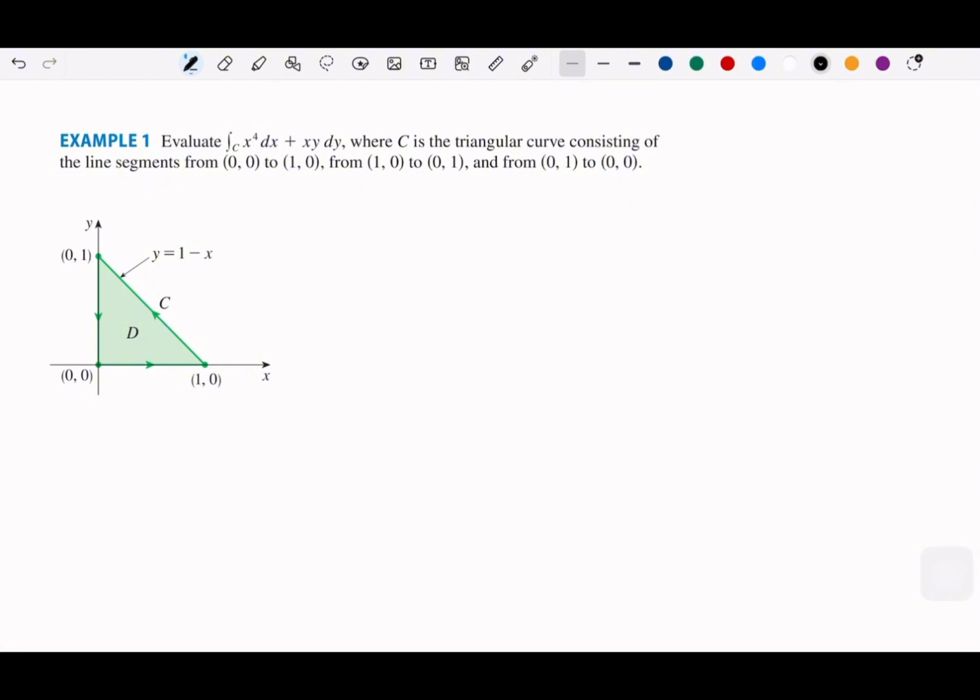and the curve will be based on a line segment from the point 0, 0 to 1, 0, and then another line from 1, 0 to 0, 1, and then the other from 0, 1 to 0, 0. So if you want to evaluate the line integral, the first method is the same as we did previously. We can split the curve into C1, C2, C3 like usual, or because now we have the Green theorem, we can express the line integrals as a double integral.